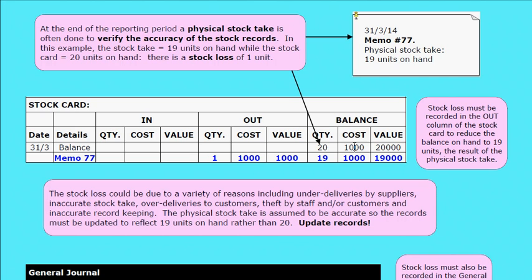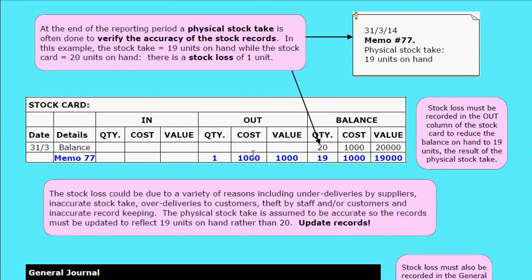So in this situation here, they've done a physical stock take and it's recorded on this little memo here, memo number 77, and it says there's 19 units on hand. So somebody has physically checked the storeroom and found 19 units on hand. That obviously is different than the 20 units the stock card says. There's a discrepancy of 1 unit. There's less stock than the stock card says there should be on hand. That is a stock loss.